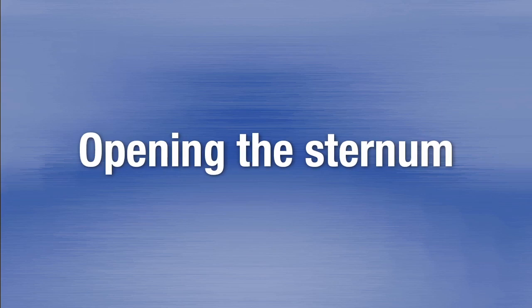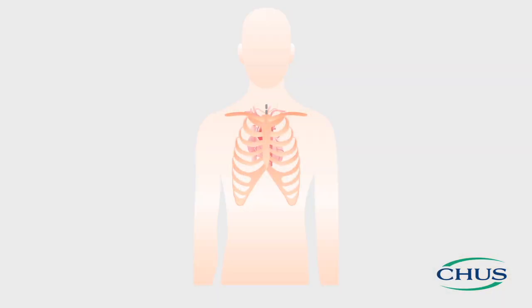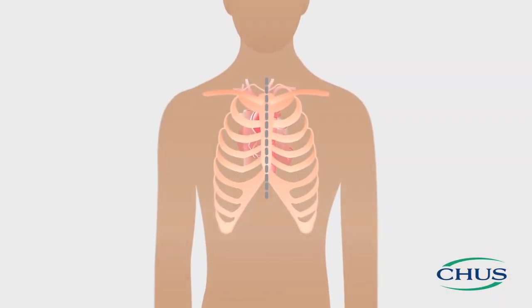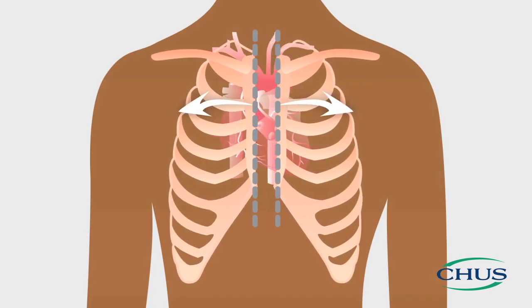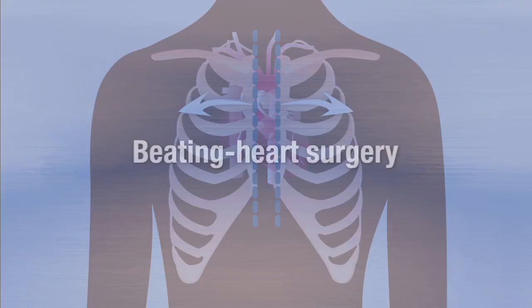Opening the sternum, or sternotomy. Most of the time, a sternotomy is performed. This technique consists of cutting your sternum in two, vertically, and spreading the two halves with the ribs. This approach gives the surgeon access to your heart.